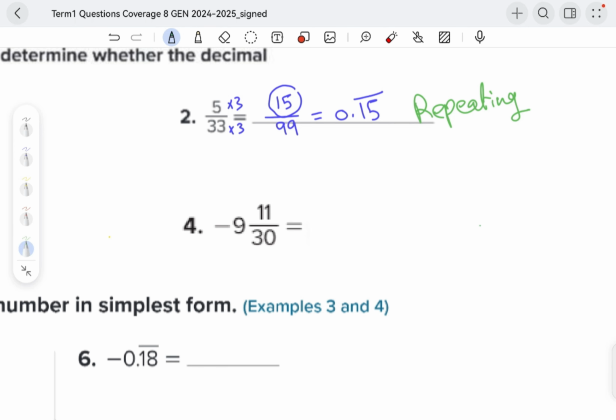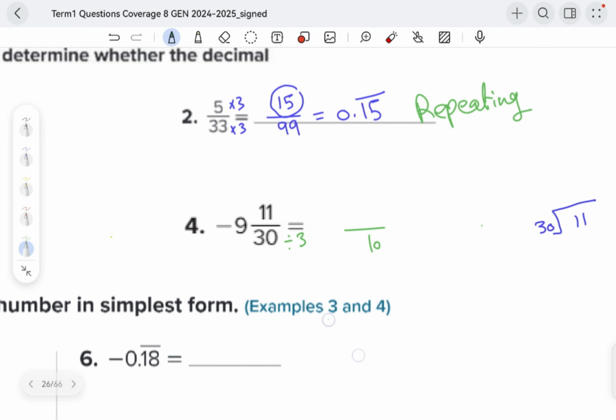Now let's go for question number 4. In question number 4, also you can go and use the long division. Divide 11 out of 30. You can do that. But what I will do, I will divide the denominator by 3. We know that if we divide 30 by 3, we're going to have 10 in the denominator. And if we have a power of 10 in the denominator, we can easily convert this to a decimal. Also, whatever we do for the denominator, we have to do the same for the numerator. So here also we're going to divide by 3.